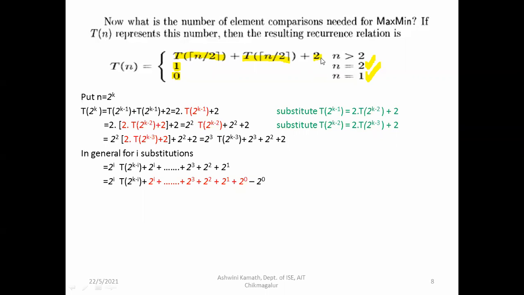So when we try to solve this, 2 to the power of i into T of 2 to the power of k minus i plus 2 to the power of i down to 2 to the power of 0. Here we don't have 2 to the power of 0, but for the formula I need this. So I'm adding 1 and subtracting 1: 2 to the power of 0 plus 2 to the power of 0 minus 2 to the power of 0. So this entire thing in red, that is 2 to the power of i to 2 to the power of 0, is 2 to the power of i plus 1. 2 to the power of i into T of 2 to the power of k minus i, from the previous equation I'm writing it as it is, plus 2 to the power of i plus 1 minus 2 to the power of 0.